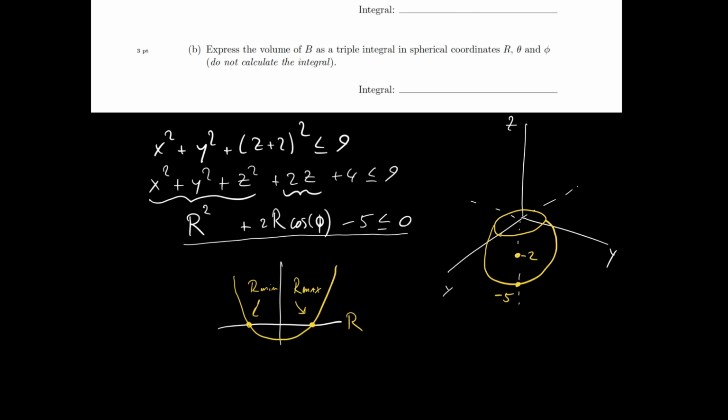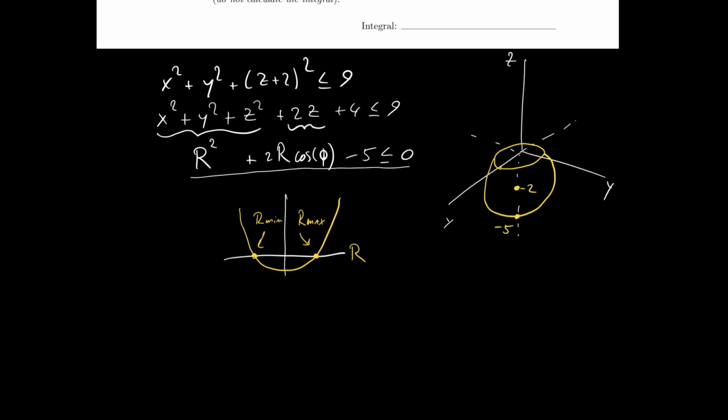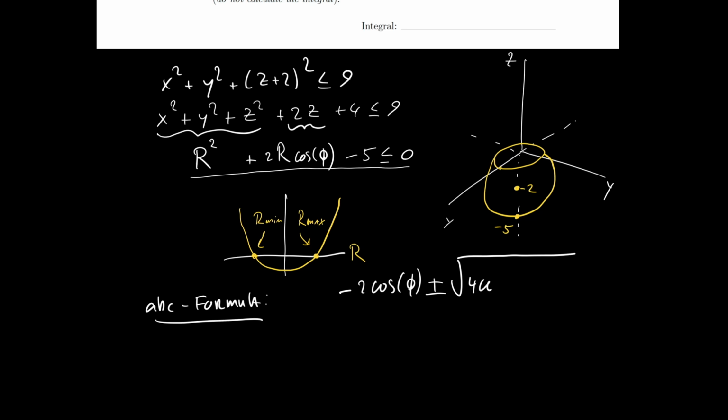Now, if we want to solve this inequality, of course, we first need to find the zeros of this equation. So let's do that by applying the ABC formula. The ABC formula gives us the following. It tells me that minus b is minus 2 times cosine of phi plus or minus the square root of the discriminant. And that's b squared, which is 4 times cosine squared phi minus 4 times 1 times minus 5. That's actually going to be plus 20. And then we divide that thing by 2 times a, and that's 2.